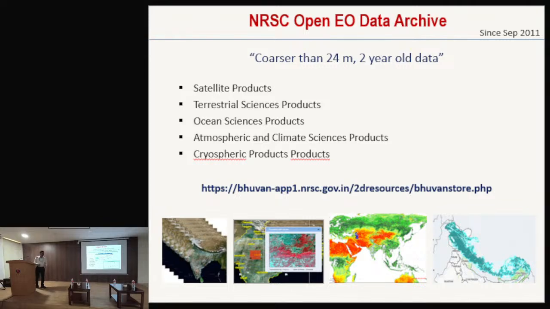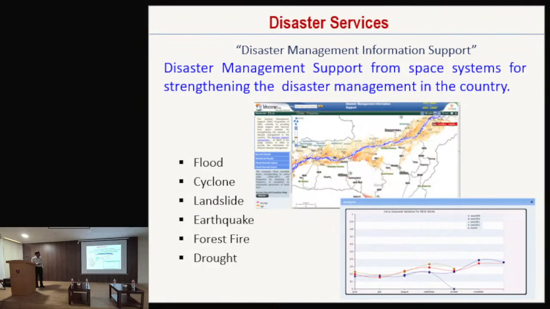In a similar way, we also have flood, cyclone, landslide, earthquake, forest fire or drought related information that you will be getting, and you can download that information also. It is not only for visualizing, you can also download it and use it for your local processing.